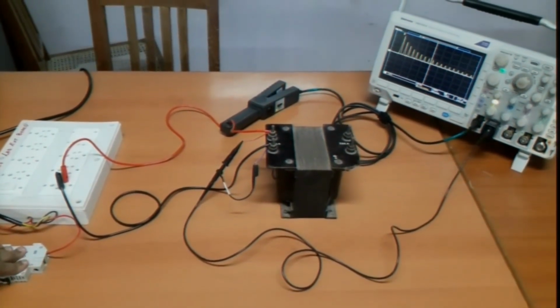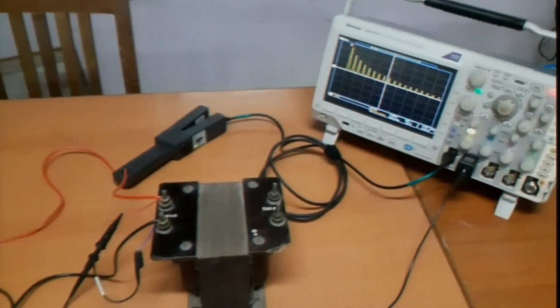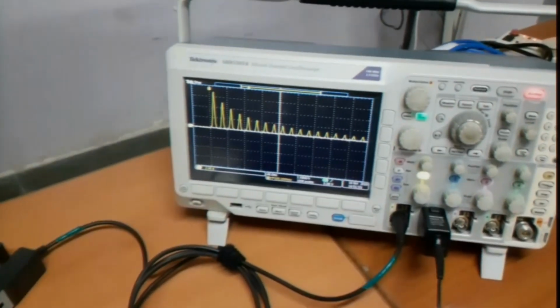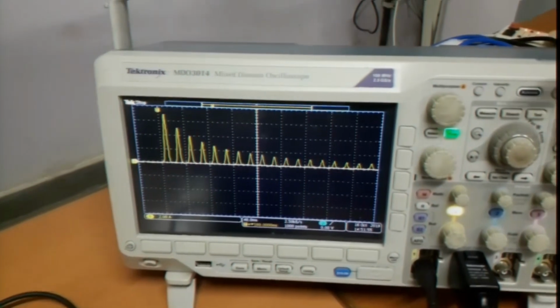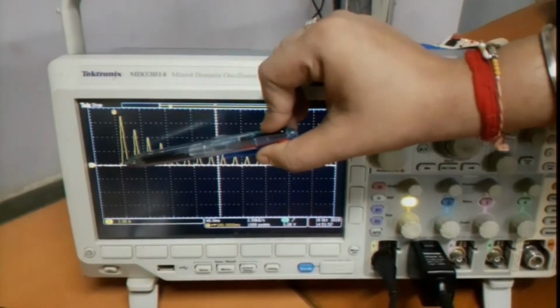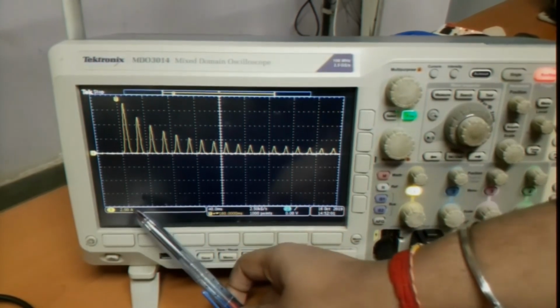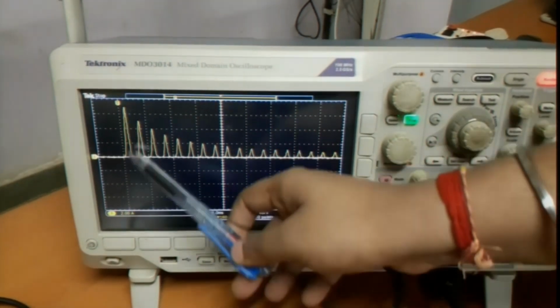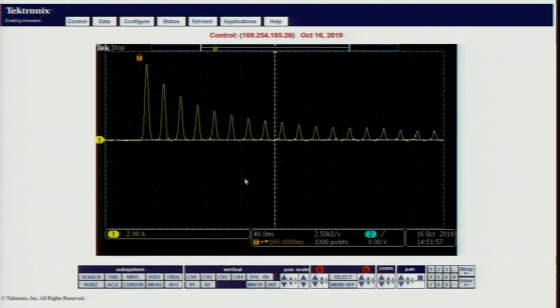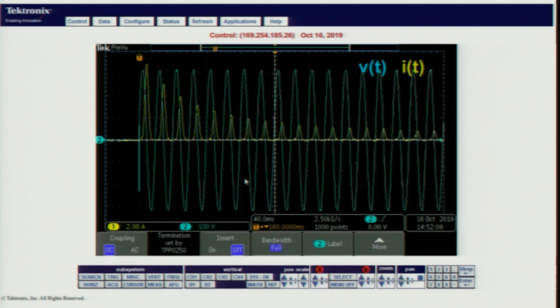We are going to trigger the oscilloscope, so it picks up. What you notice is the current. This current has a peaky nature, the kind of thing we observed in the simulation as well. The current has an extremely high peak compared to the steady state. The steady state waveform has a low magnitude, but when you switch it on, the current is almost 4 to 5 times the steady state waveform.